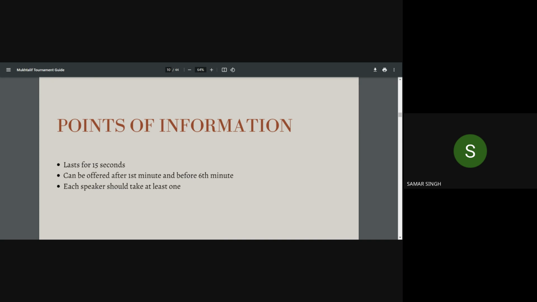Is there any limit to how many POIs you can ask in one speech? There's no limit, but you can only ask a POI 20 seconds after the one you asked earlier. Meaning the gap between two POIs should be at least 20 seconds. Okay, got it. Thank you.